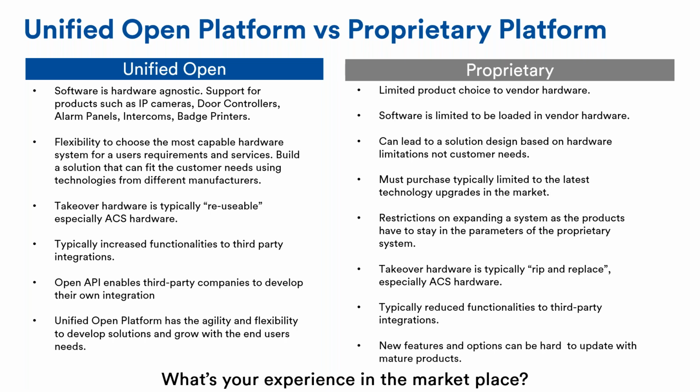Basically, this means that you can support access control, IP cameras, intercoms and badge printers from various manufacturers. You're not limited to one specific product from one specific hardware device. This also means that you have the flexibility to choose the most capable hardware when you're building your solution for your customer. You're building a solution that can fit the customer's needs by using different technologies from different manufacturers.